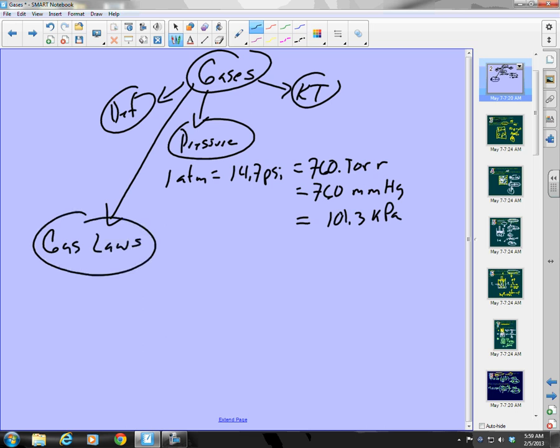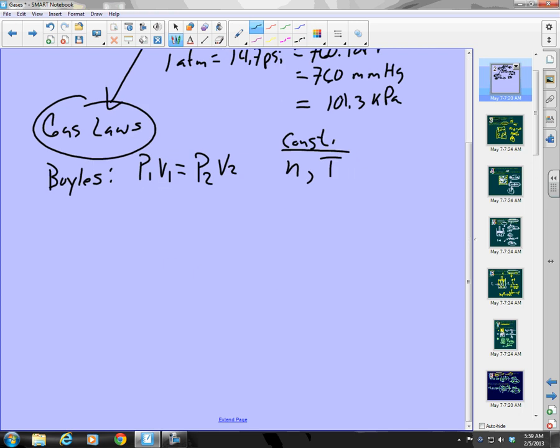We started off with one that's called Boyle's, and I don't really care if you know the names. I don't think that's so important. And that is P1 V1 equals P2 V2. And we said, what's held constant here? Constant are my moles, which is N, N represents moles, and temperature.